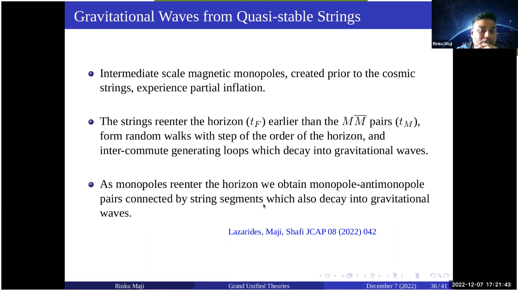But as the monopoles and anti-monopoles re-enter the horizon, there will be monopole, anti-monopole pairs connected by strings, which can only decay via gauge interaction. So after the re-entrance of monopole and anti-monopole, there will be no further loops. So the gravitational waves from the loops will be absent, and those would have been larger loops at late time. Absence of larger loops means the gravitational waves at the lower frequency will be faded or absent. So basically, we can alleviate the PPTA bound in this scenario.